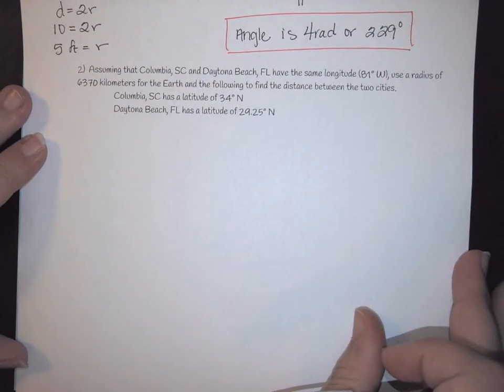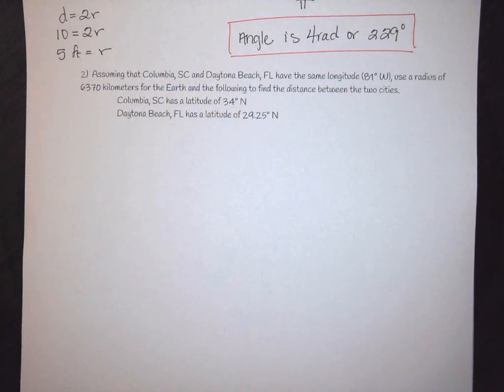Alright, now for the biggie. So assuming that Columbia, South Carolina and Daytona Beach, Florida have the same longitude, which is 81 degrees west, use a radius of 6,370 kilometers for the Earth, and the following to find the distance between the two cities.